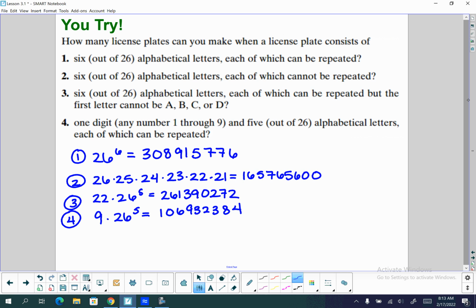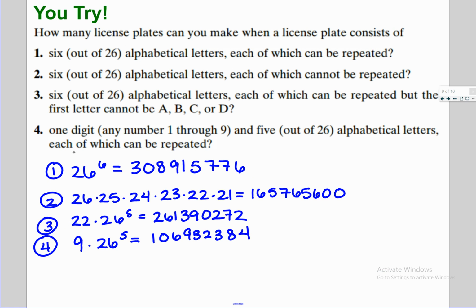Let's connect to the internet, shall we? Here it goes. All right, so I abbreviated here a little bit with my exponents. You don't have to do that, but the first one you're going to multiply 6 26s together, so I just did 26 to the 6th power. Number 2, it cannot be repeated, so that's where we do 26 times 25 times 24, et cetera. Number 3, the first one cannot be the first 4 letters of the alphabet, so 26 take away 4 leaves me with 22, but everything else can be any letter, so times 5 26s, or 26 to the 5th power.